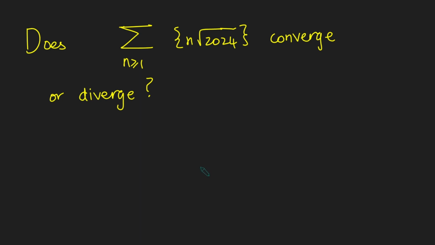I've got a fun infinite series problem. We want to know, does the sum from n equals 1 to infinity of the fractional part of n times the square root of 2024 converge or diverge?